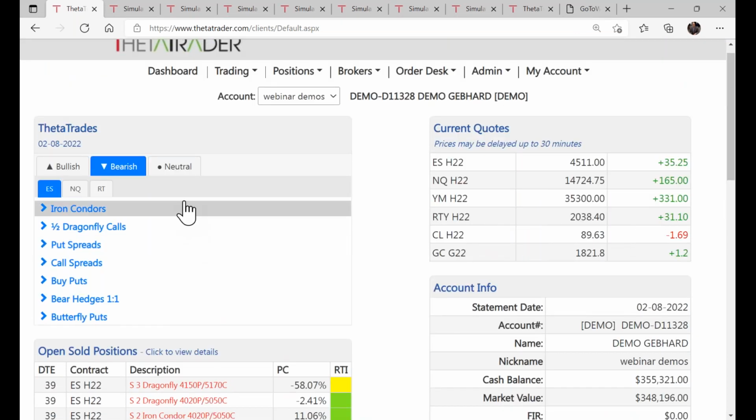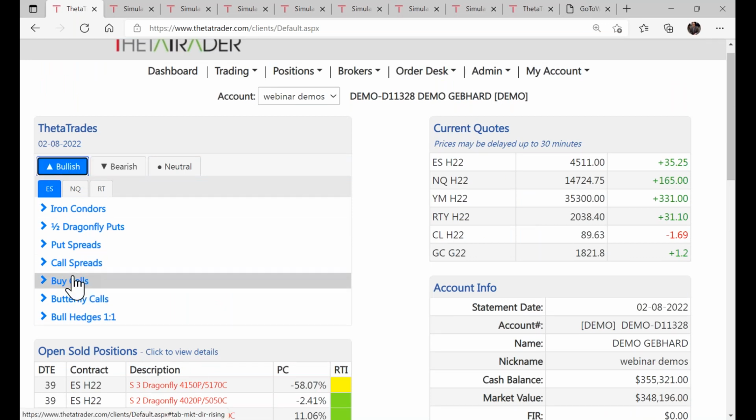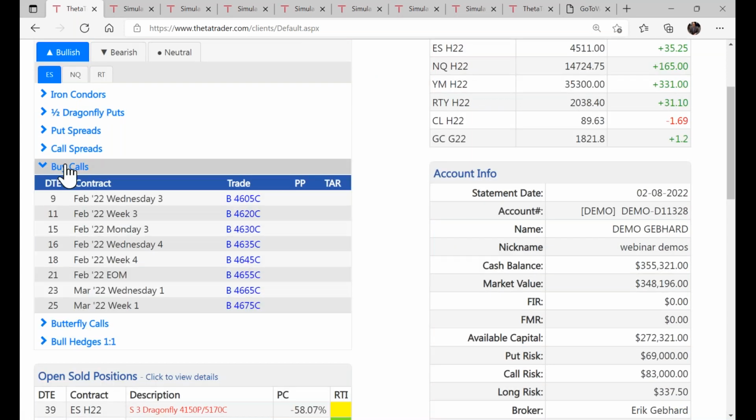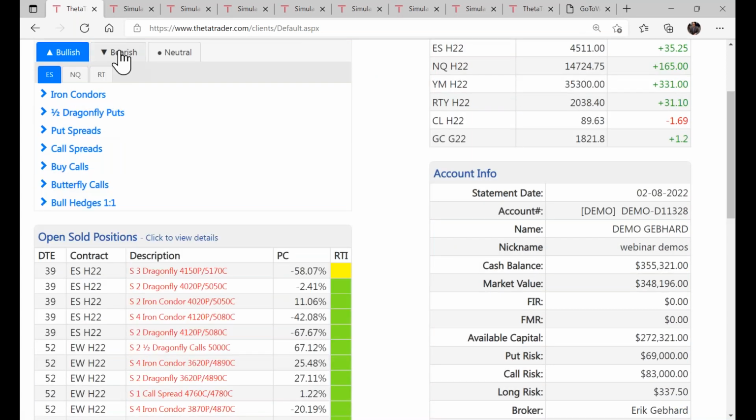Someone else asked, can you do just simple trades? Yeah, absolutely. Here, you can just buy some calls. Maybe you just want to buy puts.